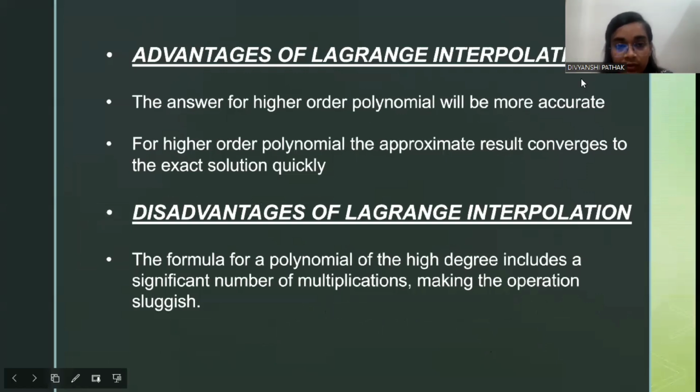Advantages of Lagrange interpolation: the answer for higher order polynomial will be more accurate. मतलब Lagrange interpolation से हमें answer accurate मिलता है, approximately similar to the exact solution. Disadvantage of Lagrange interpolation: the formula for polynomial of high degree includes a significant number of multiplications, making the operation sluggish. Like calculation is थोड़ा सा difficult.